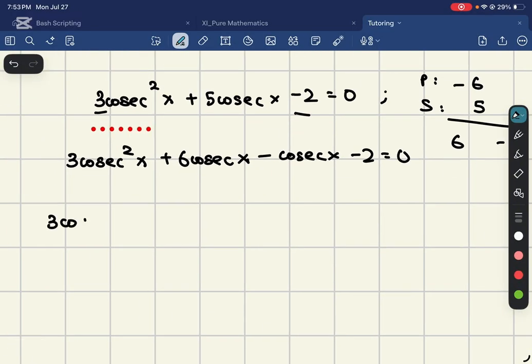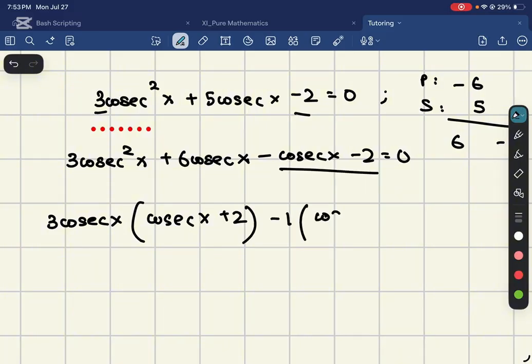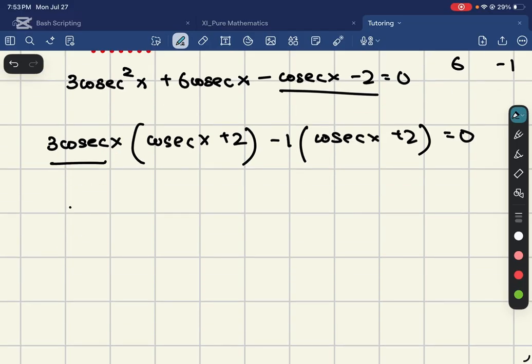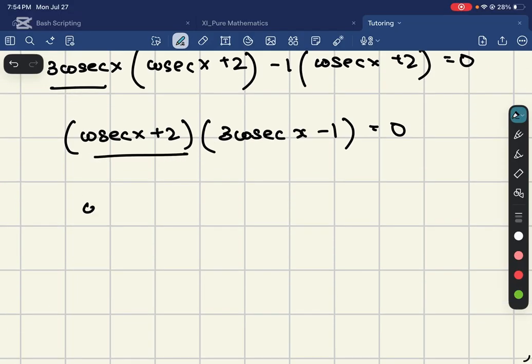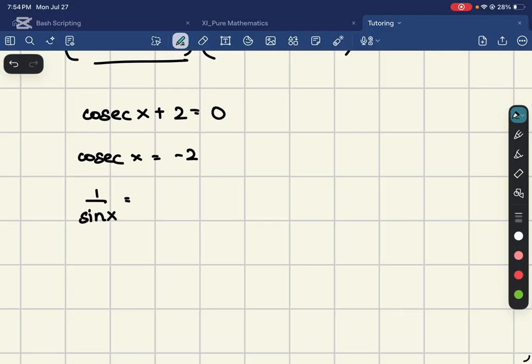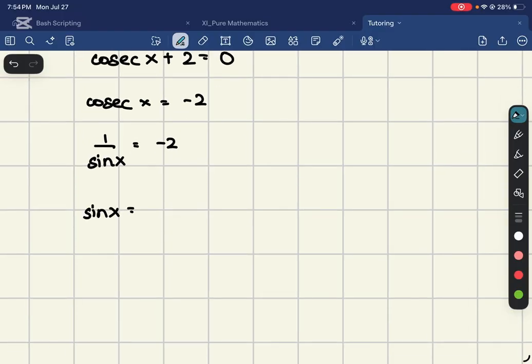If you factor out 3 cosecant x from my first two terms, so you could have substituted cosecant x is equal to u and done this as well, I get cosecant x plus 2, minus 1. You factor out the negative 1, you get cosecant x plus 2. All right. So here we have this expression. Cosecant x plus 2 is equal to 0. Cosecant x is equal to negative 2, right? 1 over sine x is equal to negative 2. Sine of x is equal to negative 1 by 2.